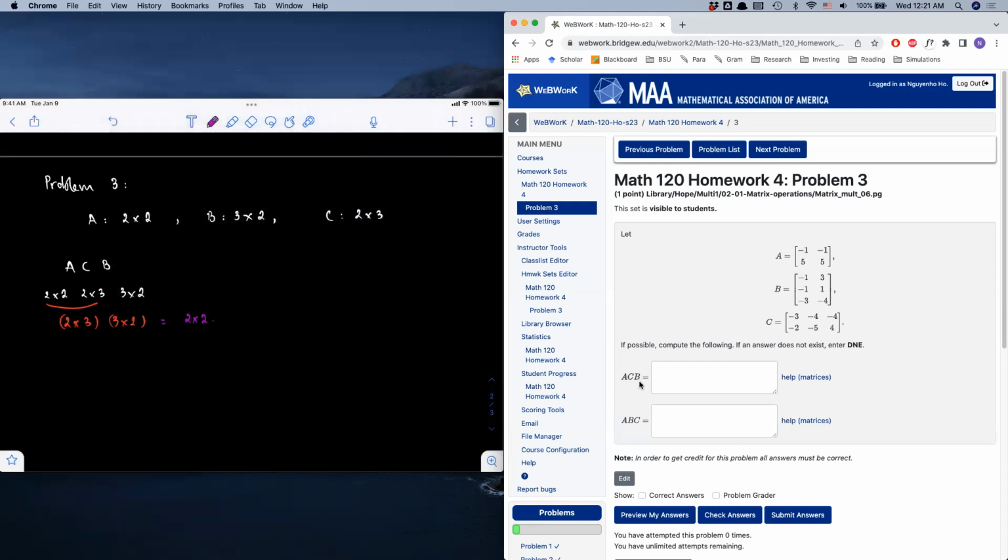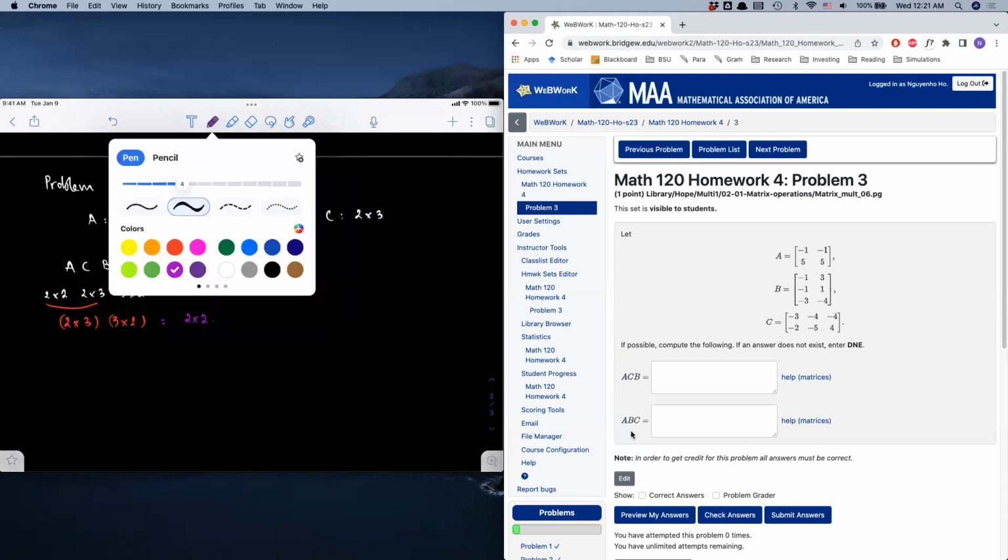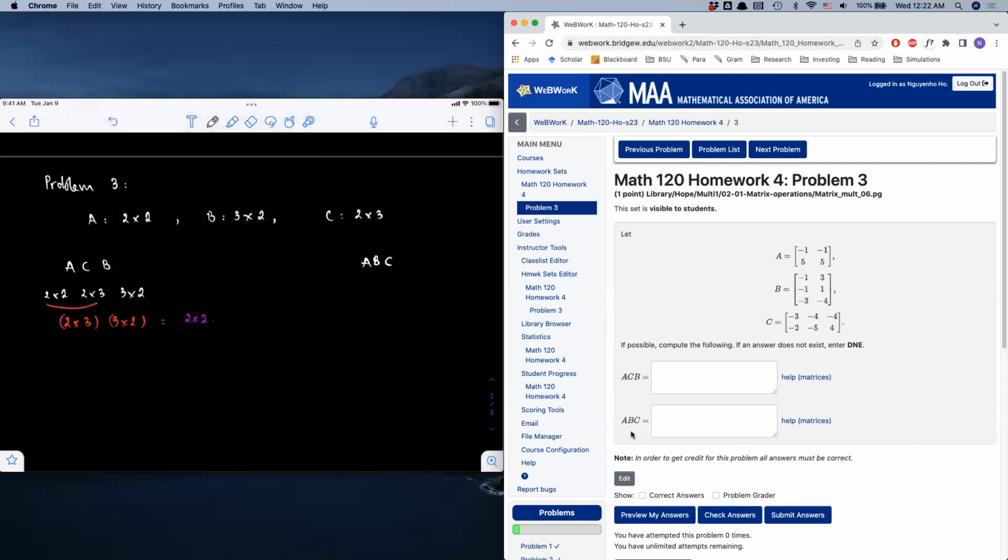Now let's say, can we do A times B times C? So for A, B, C, the sizes are 2 by 2, and then B is 3 by 2, and C is 2 by 3. Right, we cannot actually perform this calculation for A times B times C because, as you can see, the number of columns of A does not match with the number of rows of B. So therefore, I can say that this is the DNE for the case of A times B times C.